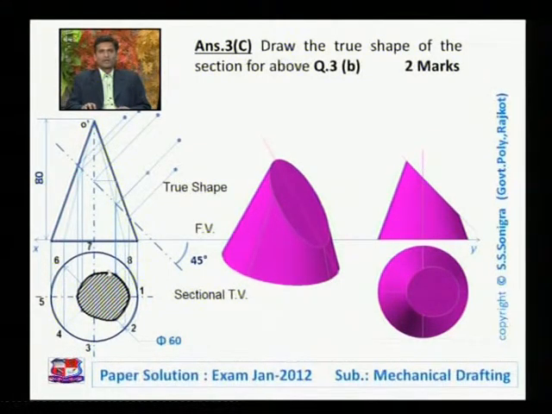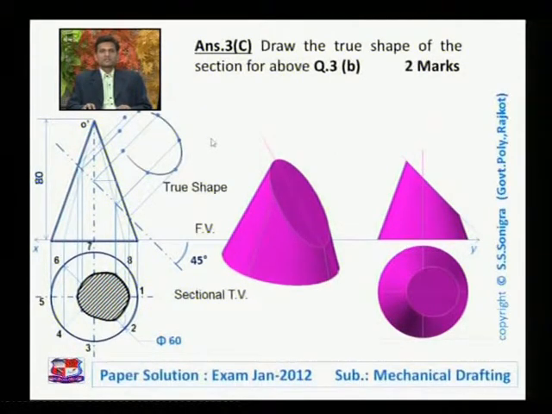Similarly, for point P8, what should we do? Yes, measure the distance between the XY line and P8 and transfer it over here. For P7, measure the distance between the XY line and P7. From this point, transfer it over here. This is point P7. And for P6, again, measure the distance between the XY line and P6, and from this point draw a line. It will cut P6 over here. So this is point P6, and all these points represent the true shape of the given section.